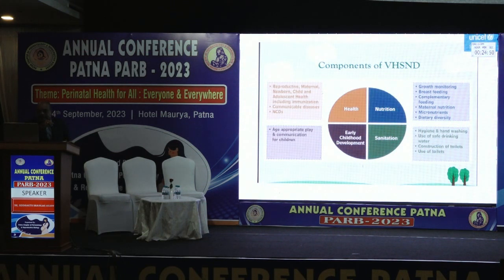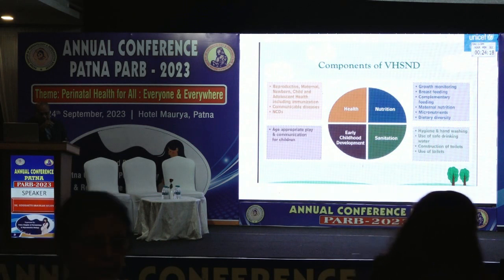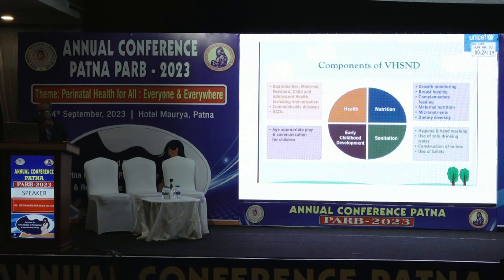So what are the components rendered to the mothers, newborns, children and adolescents of the community? First, health: we provide reproductive health, maternal, newborn and child health services, including adolescent health and immunization services. We also provide services for communicable and non-communicable diseases. For nutrition, we provide growth monitoring, breastfeeding, complementary feeding, maternal nutrition, and micronutrient and dietary supplements to mothers and children. For early childhood development, we promote age-appropriate play and communication for the child's development and learning. For sanitation, we promote hand hygiene, use of safe drinking water, and construction and use of toilets.